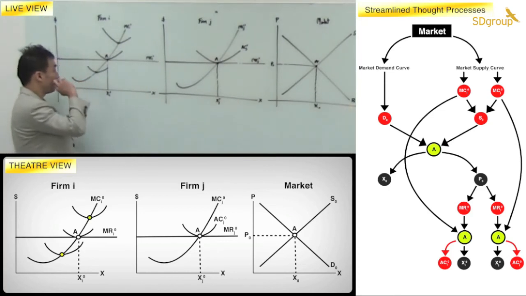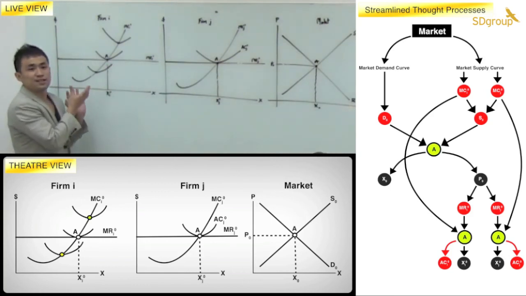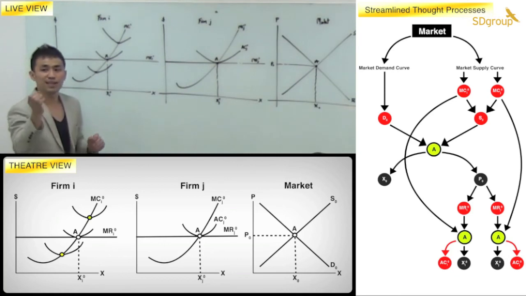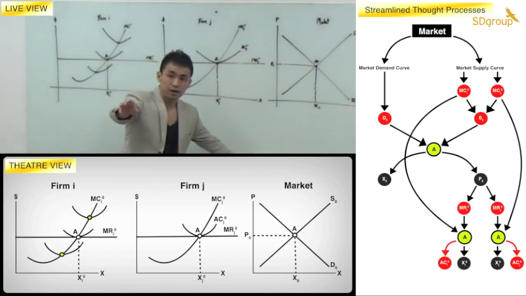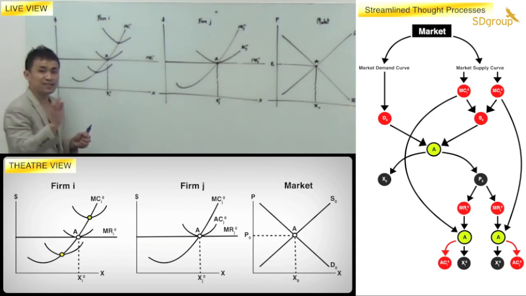Okay, so how do you find profit? This is for those who never went to my workshop. You need a skill here. The skill here is how to illustrate profit or loss. So I teach you. Straightforward. At every equilibrium, there's an output.